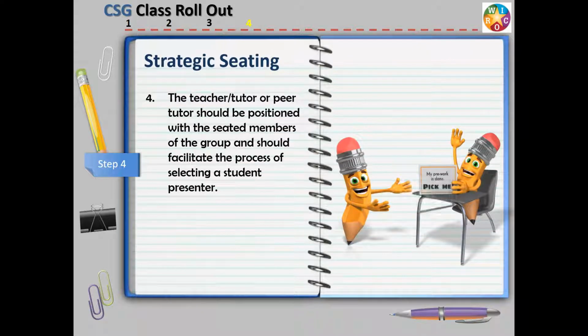Step 4. Strategic seating. The teacher, tutor, or peer tutor should be positioned with the seated members of the group and should facilitate the process of selecting a student presenter.